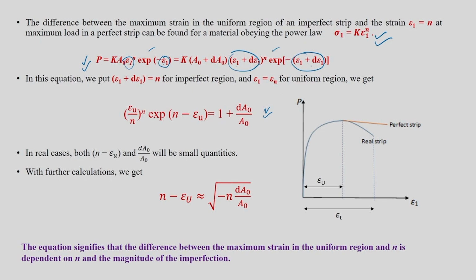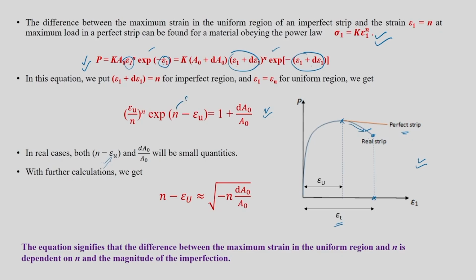You will see that I have also drawn this particular figure, which will be easy for you to understand. It is the same figure which I referred to before for the perfect strip. If you compare the perfect strip and the real strip, the real strip is going to have a sudden fall in load, a rapid decrement in load. This is your epsilon u, and the total strain is denoted by epsilon t. This total strain is governed by the real strip situation rather than the perfect strip situation. That is what is given here. Anyway, we will come back to this particular equation. In this equation, you see n minus epsilon u, n minus epsilon u, what is n?